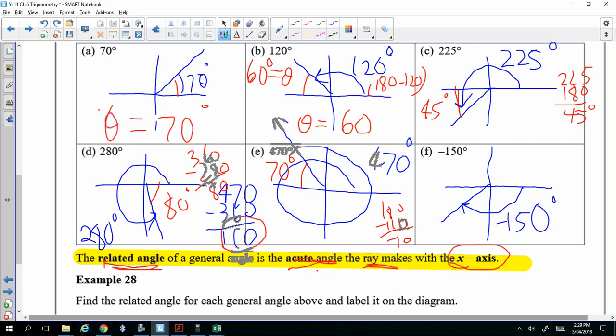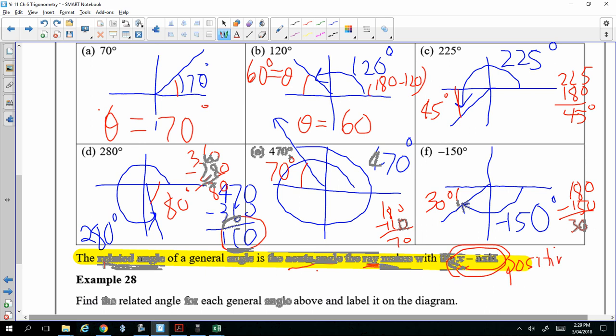It's always positive. The angle may be negative, but the related angle is always positive. So the related angle is always between 0 and 90 degrees, regardless of whether the angle is negative or positive. I think that's all we did. Okay, good.